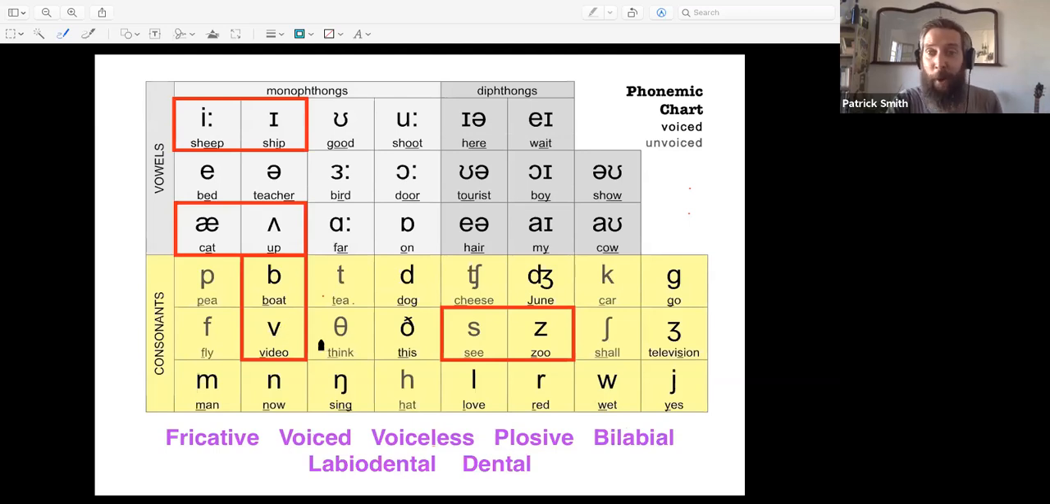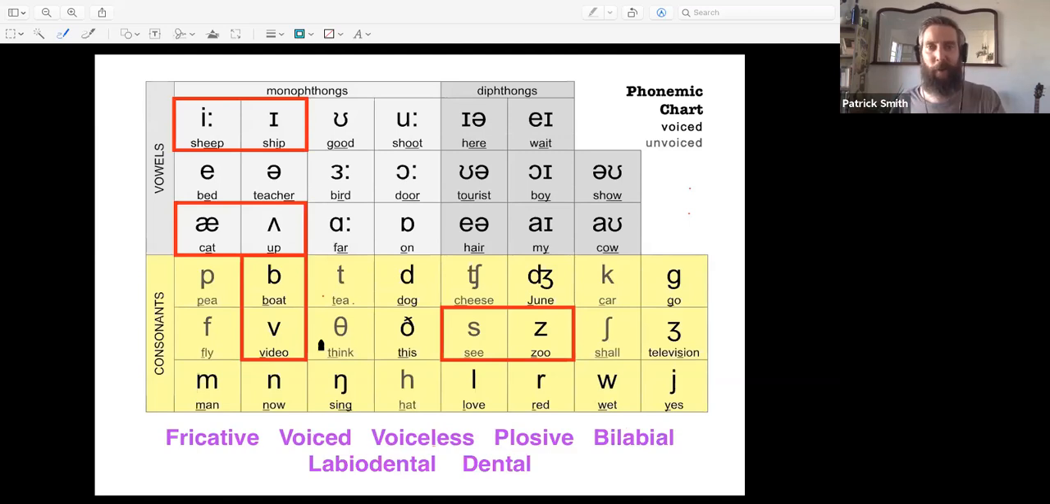V in video is not bilabial. It's what we call labiodental. You can imagine, no? Labiodental. So it comes from the bottom lip and the teeth. Yeah, we need to use the two. So I take my two front teeth, I rest them on the top of my bottom lip, and I go V. And I force some air out.